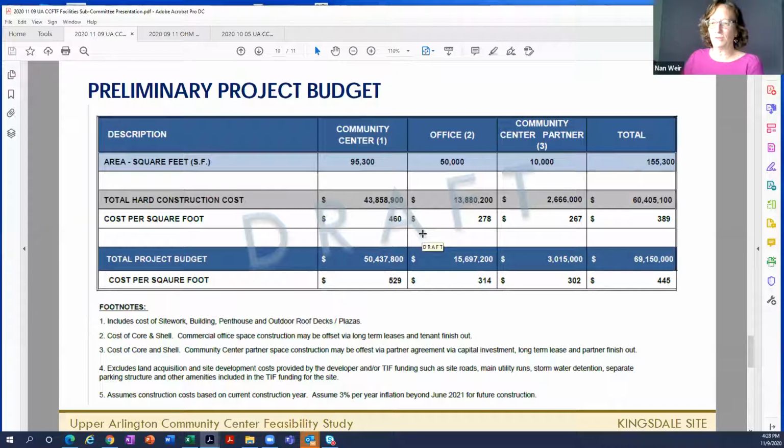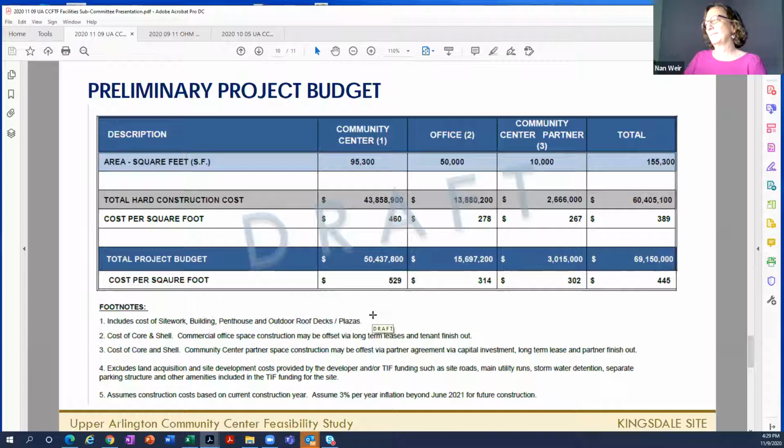Their breakdowns and some of the detail were a little bit different than ours, but overall, they're confident that this approximately $50 million number for the community center is on target. And if you really looked at all of the spaces, which would be the office space and a potential partner office, additional office space, we're in just under the $70 million.